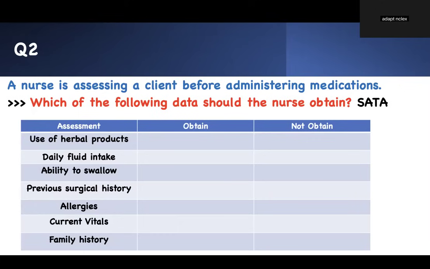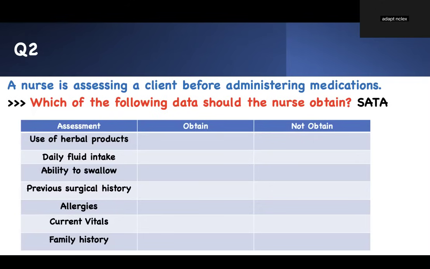Do you check for herbal products? Do you check for daily fluid intake? Do you check for the patient's ability to swallow? Do you check for previous history? Do you check for allergies? Do you check for current vitals? Do you check for family history?